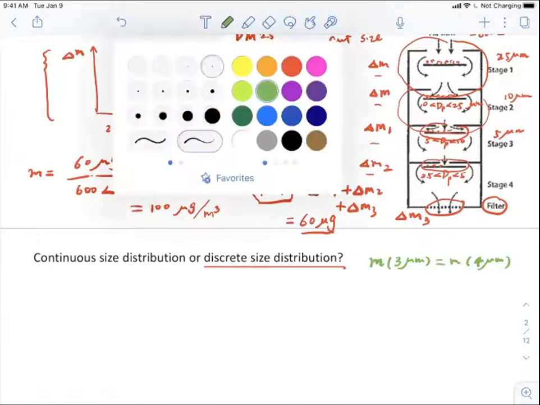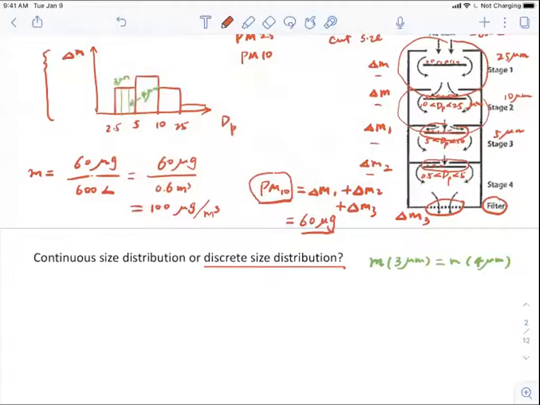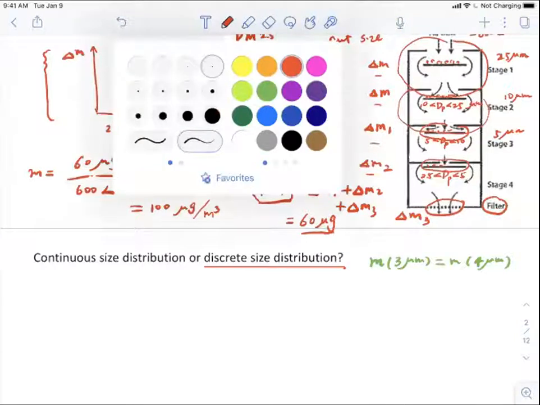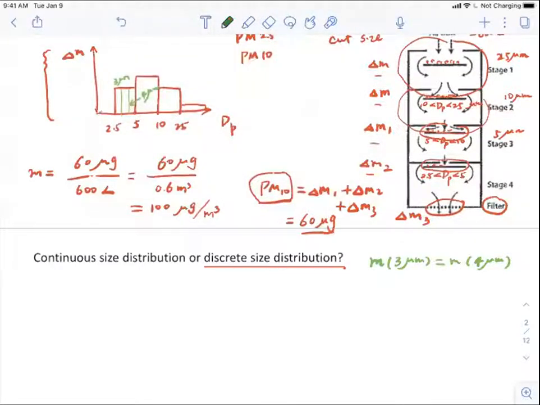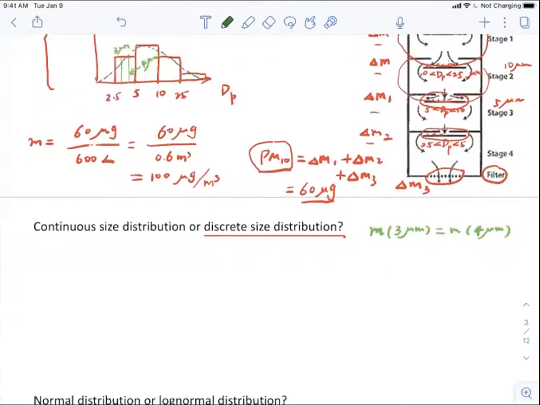And we know that in the ambient air, it is not the case, right? Because there isn't such an air where if you collect all of the particles with the same size, 3 micron and 4 micron, they happen to have the same mass concentration. That's very rare. So what's more likely to be happening is that the size distribution in the air is going to have this bell-shaped curve, okay?